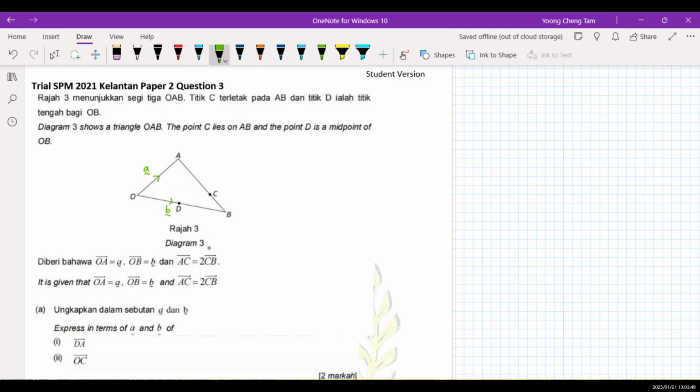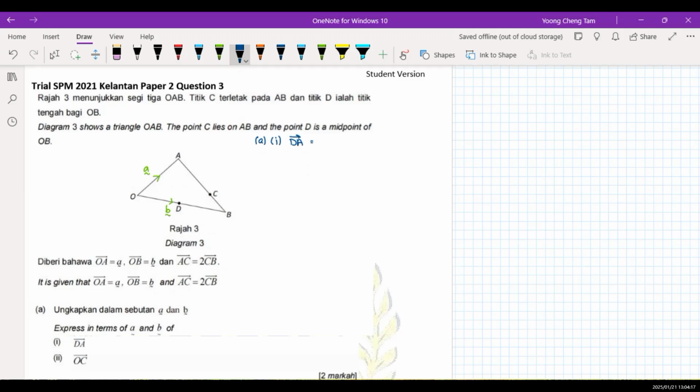Next, now we have the ratio or the relationship between the point C and the line AB. So AC is equal to 2CB. Okay, AC equals 2CB. Now let's go to question A. Express in terms of A and B the vector DA. So this vector.